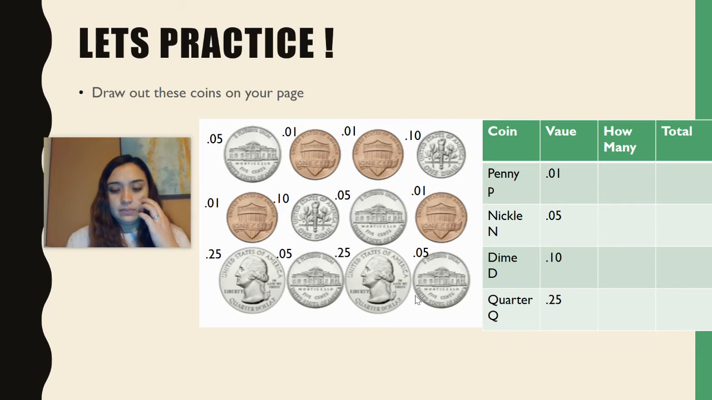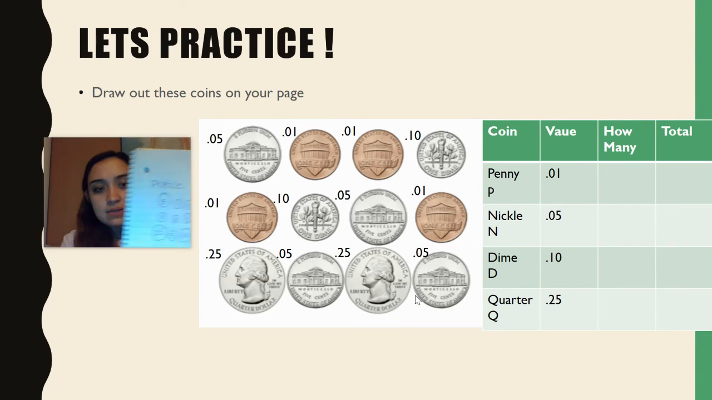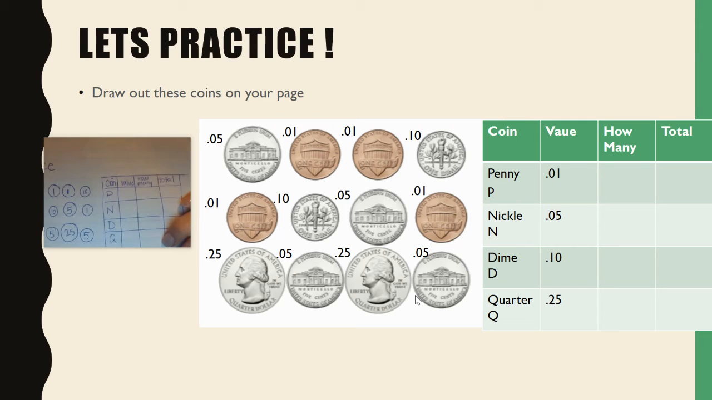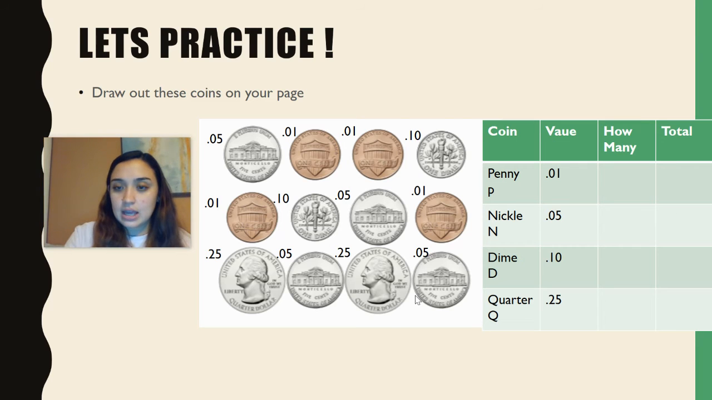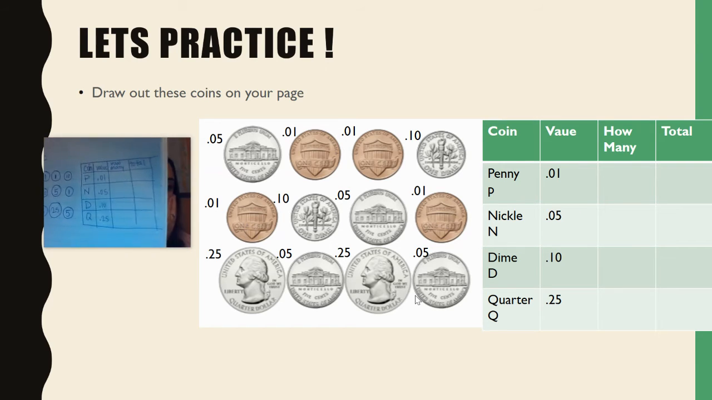So let's go ahead. Oh, my value, I can write those in. So where it says value on your chart, right there, the second column, we can go ahead and write how much it's worth. So how much is a penny worth? And that's already given to you right there. So you can just copy it down. 1 cent, 5 cents, 10 cents for a dime, and 25 cents for a quarter. Okay, so we would just put it in exactly like it looks in that picture.